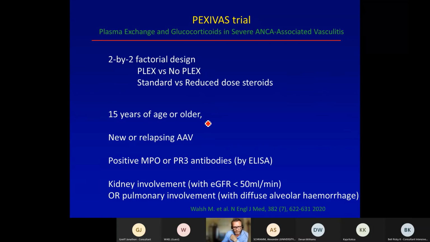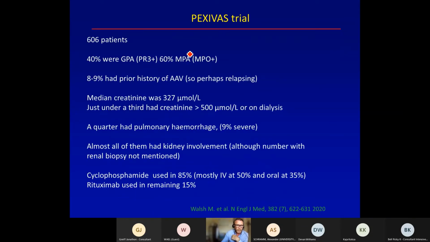So, straightforward inclusion criteria: either new or relapsing ANCA-associated vasculitis. They had to be ANCA positive, and they either had to have renal involvement with a GFR of less than 50 mils a minute, or lung involvement with evidence of diffuse alveolar hemorrhage. As I said, there were 606 patients who got to the end of the trial. Most were MPA positive. A small number had relapsing disease, probable relapsing disease.